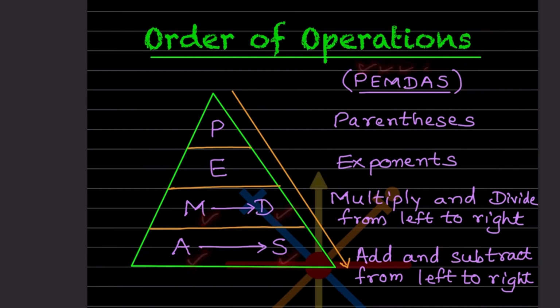P stands for the parenthesis. Then come the exponents. Then multiply and divide from left to right, and add and subtract. Can you see here, whenever there are two such operations, we are going to multiply and divide from left to right. We will see the examples of this later on.